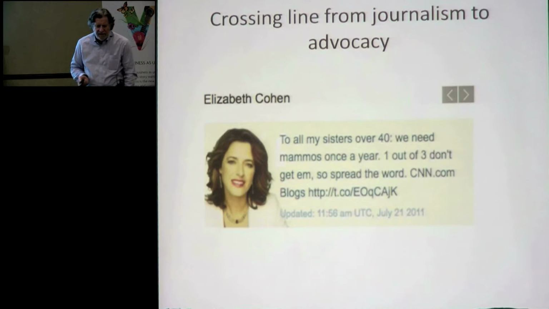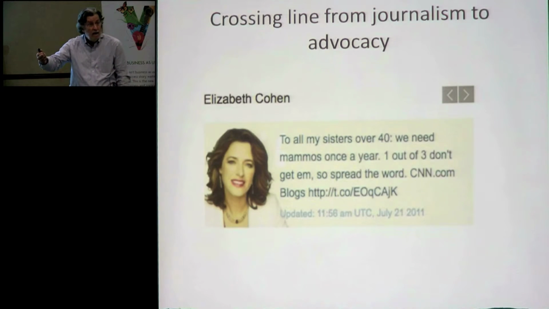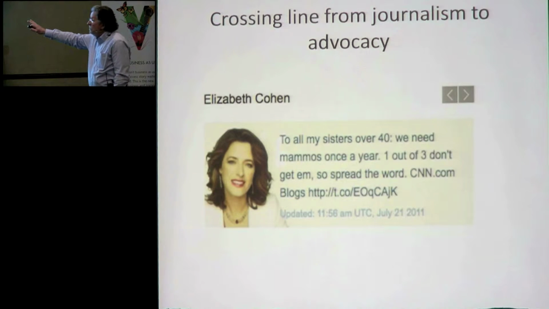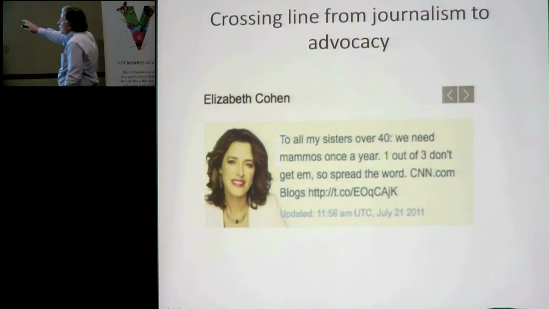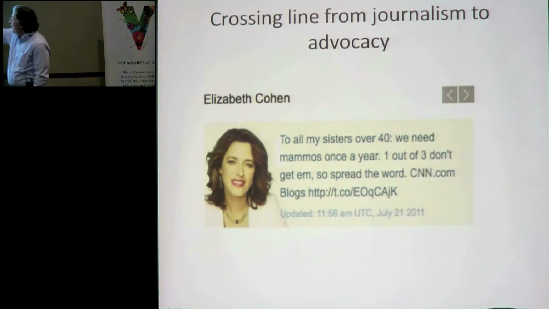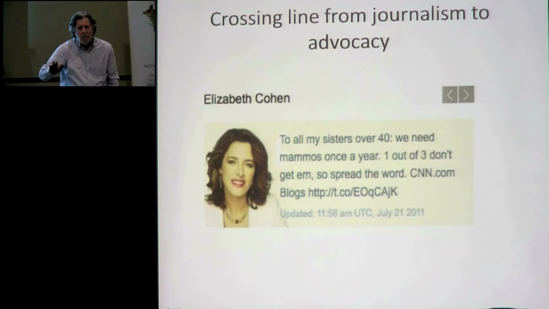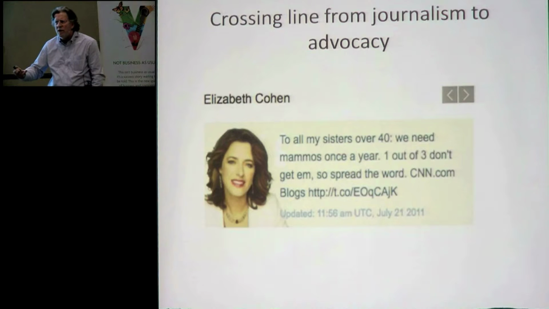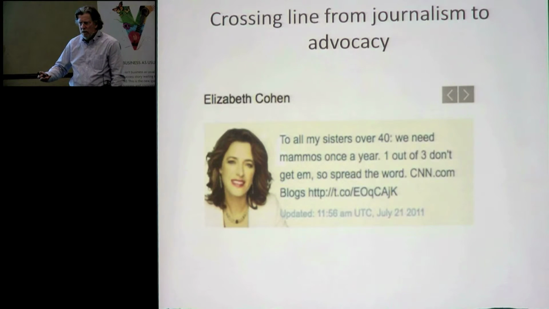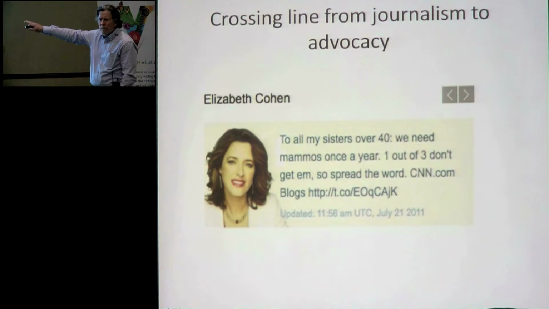This is a case, and we've seen it many times, of journalists crossing the line from journalistic reporting into advocacy and crusading in an imbalanced manner. This is a woman who is a reporter for CNN, CNN's medical news unit. And this is her Twitter message to all my sisters over 40. I'm sorry, I'm older than most of you, so I come from an old school of journalism, but we didn't talk to people we reported on as our sisters. All right? And she wrote, we need mammograms once a year.